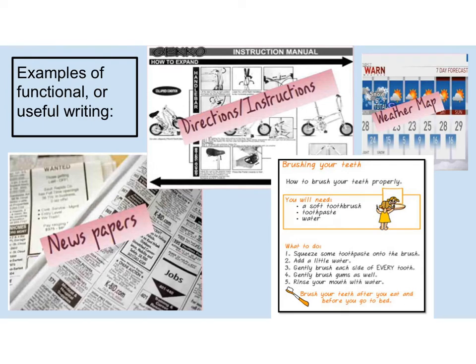Some examples of functional or useful writing are newspapers. Maybe you're looking for a job at some point in your life and you can look through the want ads. Also in a newspaper might be a schedule of what's playing at Starring Lake as far as concerts this summer. A really important type of functional writing.